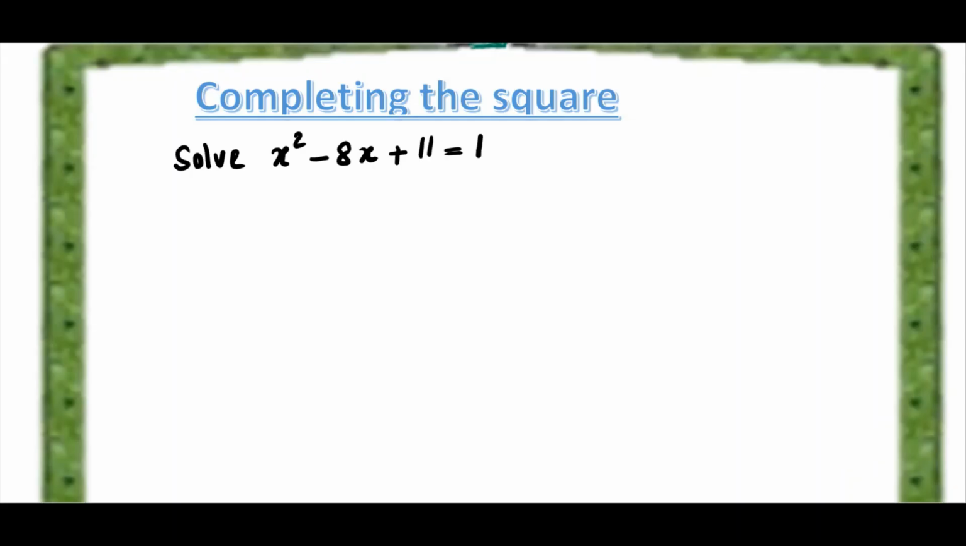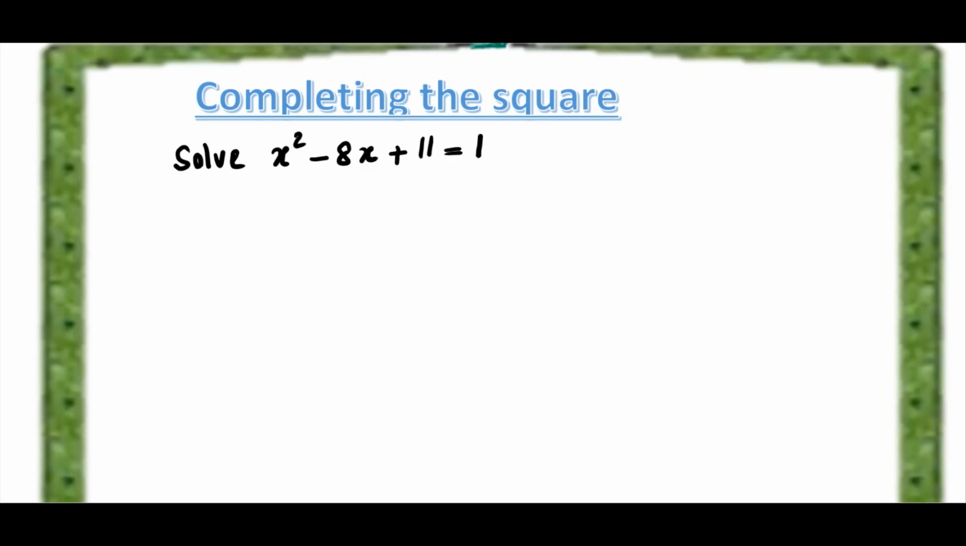Everyone. In this video, I'm going to show you how to solve a quadratic equation by the completing the square method. The very first thing we are going to do is to make sure the coefficient of x square is 1. So here we are going to solve the equation x square minus 8x plus 11 equal to 1. And in this case, the coefficient of x square is 1.